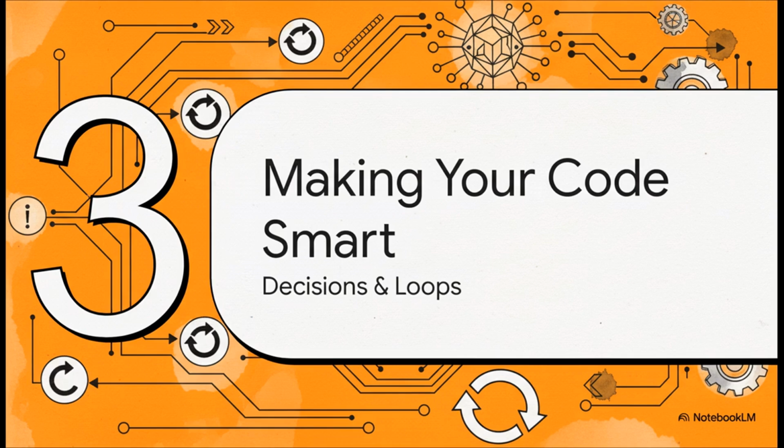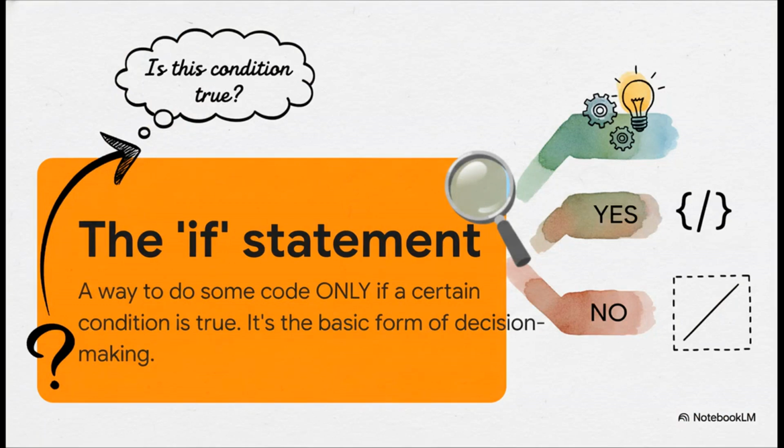This is where our code stops being just a dumb list of instructions and actually starts making smart decisions and repeating things on its own. The if statement is the most basic kind of decision-making in your code. It just asks a simple true or false question. If the answer's true, boom, it runs a specific block of code. If the answer's false, it just skips right over that block and keeps on going.